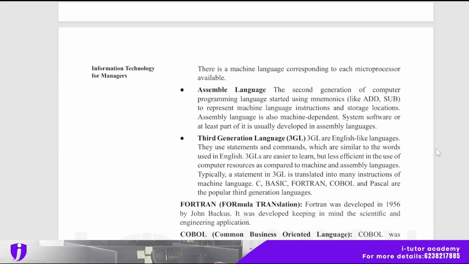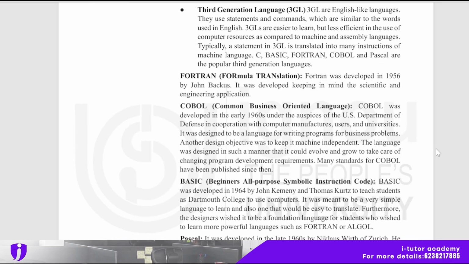Fortran, that is Formula Translation. Fortran was developed in 1956 by John Backus. It was developed keeping in mind scientific and engineering applications. COBOL, that is Common Business Oriented Language. COBOL was developed in the early 1960s under the auspices of the US Department of Defense in cooperation with computer manufacturers, users and universities.